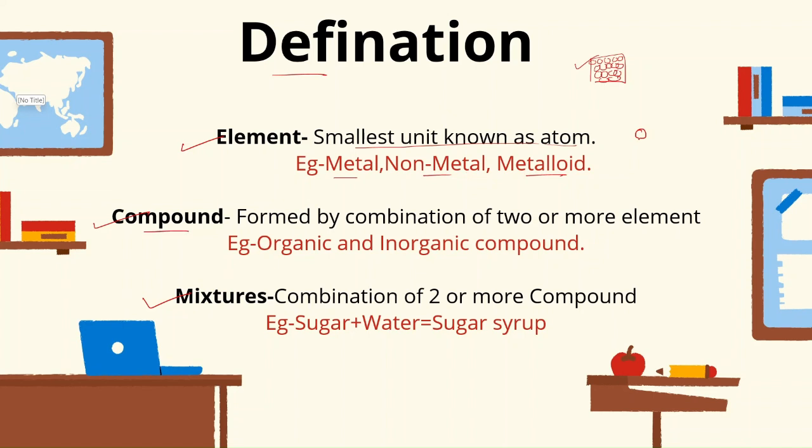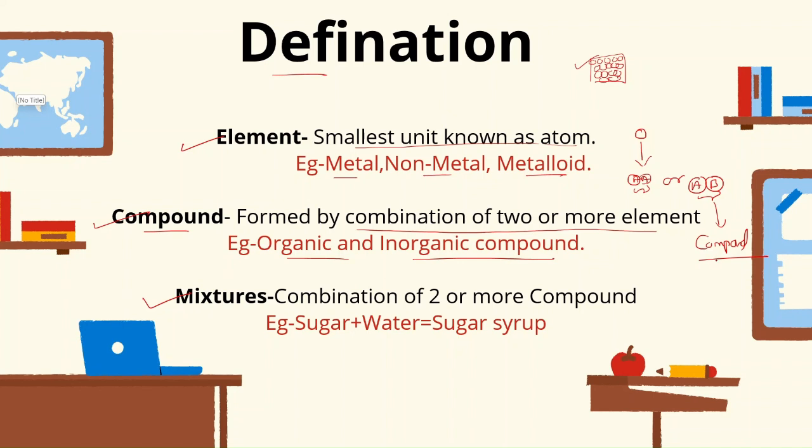Next thing, what is a compound? See, an element is the smallest unit. Okay, now let's go further. After elements, when two elements, for example the same element, or two other elements, for example this is my A and A, or A and B, come together, then they form what? They form a compound. A compound is formed by the combination of two or more elements, so organic and inorganic compounds.